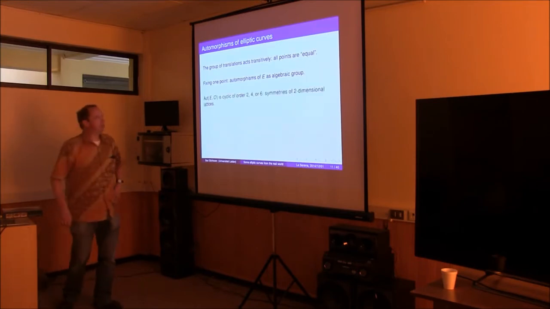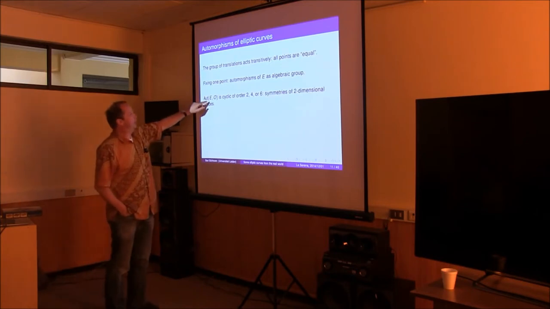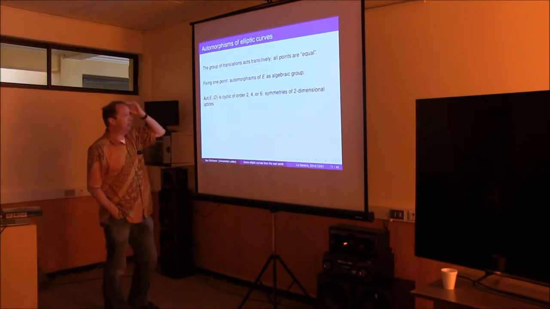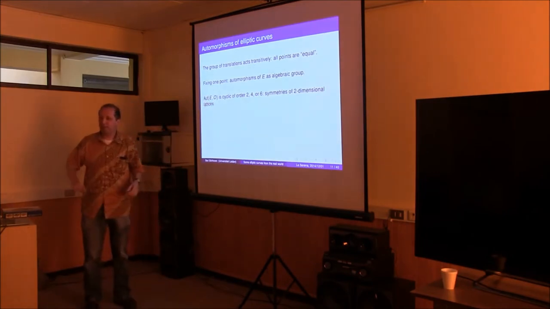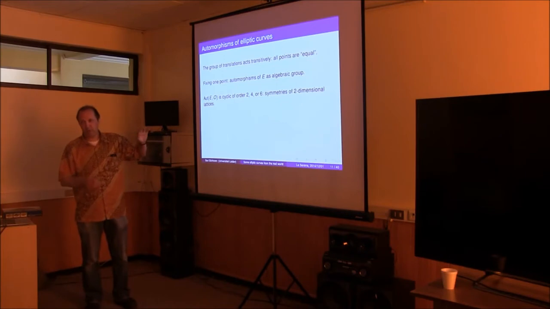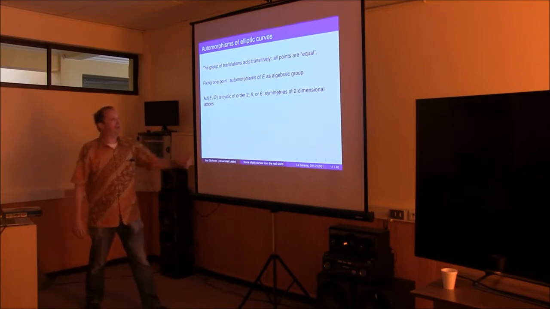So this group, if you take maps from this one to itself that have an inverse and that send 0 to 0, this is very small. Usually it has only the identity and minus the identity. That means you send a point either to itself all the time or you send it to its opposite in the group law. That means reflection about the x-coordinate axis. Or you can have 4 or 6 symmetries.